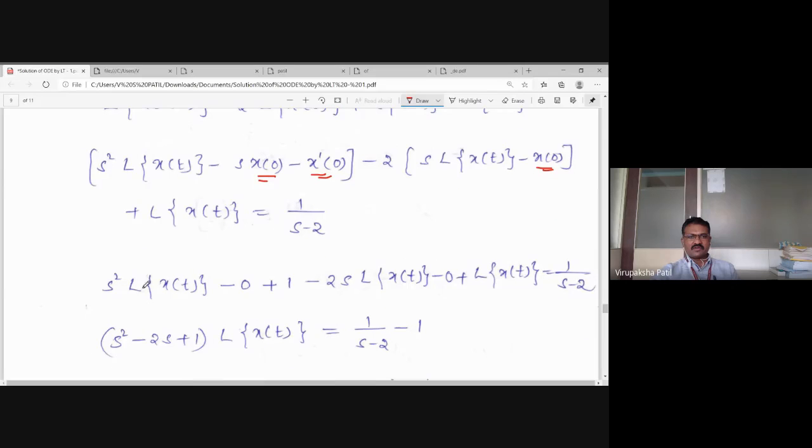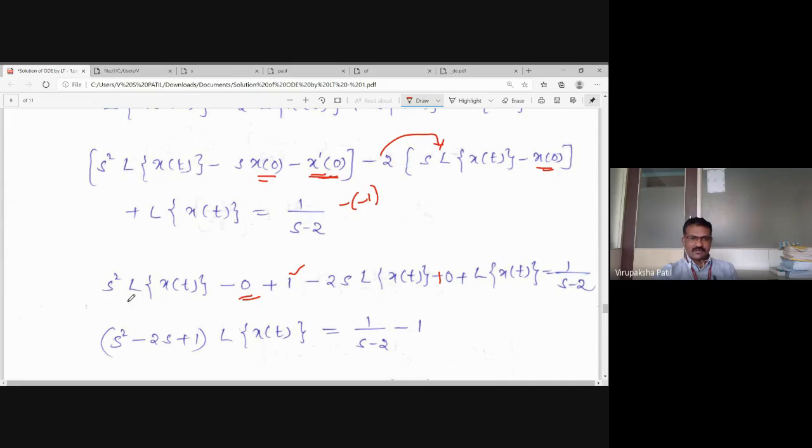So s square into L of x of t, then s into x of 0, x of 0 is 0, so you'll write that as 0 minus 0. Then this you have written as a plus 1 because x dash at t is equal to 0 is minus 1, so it becomes minus of minus 1, which is plus 1. So take this minus 2 inside, so this becomes minus 2s into L of x of t. Then minus into minus is plus, and x of 0 is 0, so it becomes 0 here. Next plus L of x of t as it is, then 1 divided by s minus 2 also as it is.